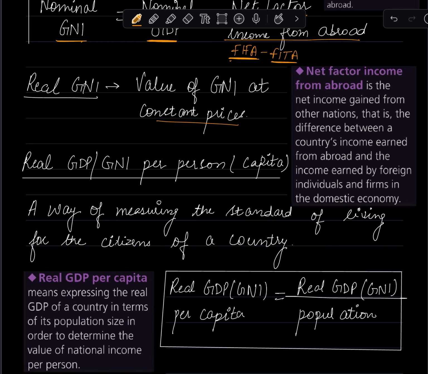Next term that we have is real GDP or GNI per capita or per person. GNI per capita means basically how much national income comes under every person of that country. It determines the value of national income per person. It is a way of measuring standard of living. This is the GDP or GNI of a country, but if we divide it with the population, we will get to know how much nation's income comes for every person. So real GDP or GNI per capita will be real GDP divided by population.